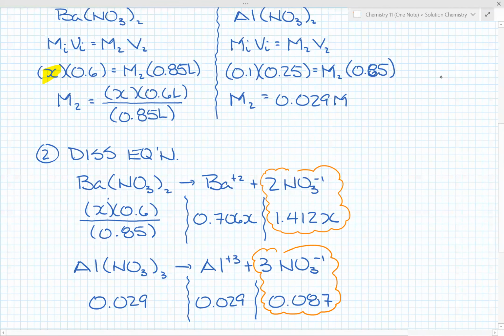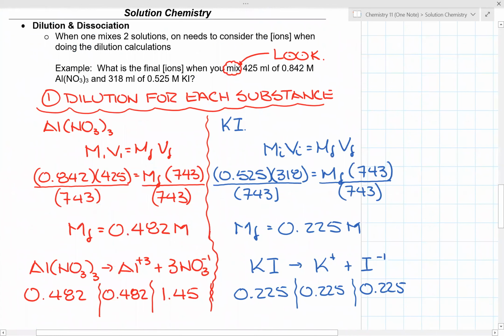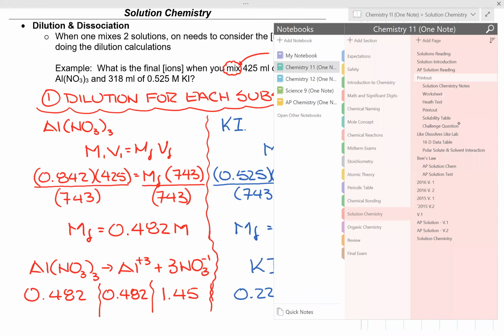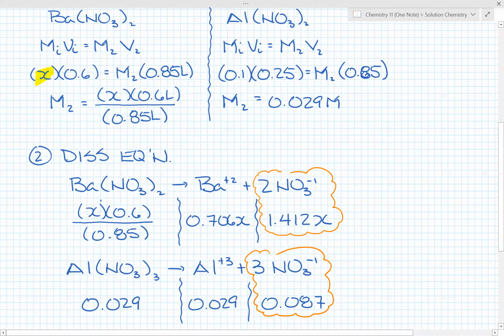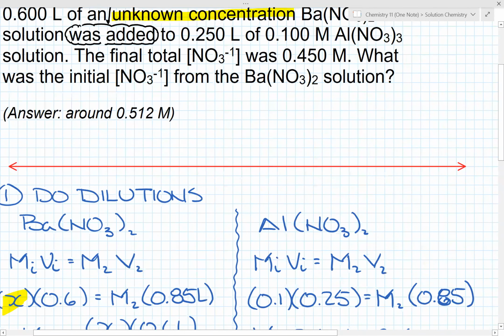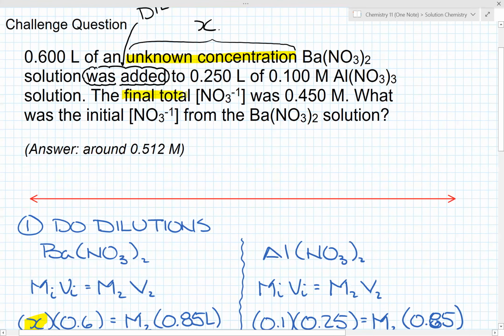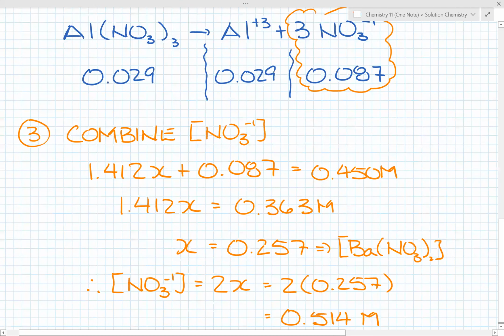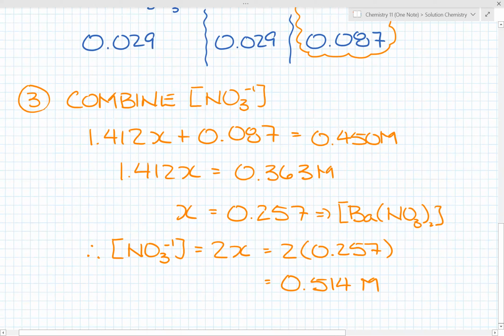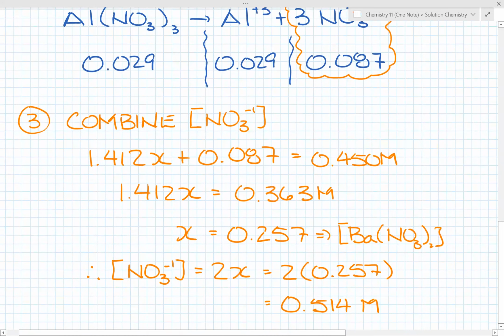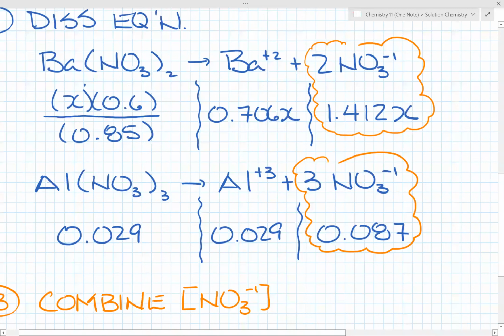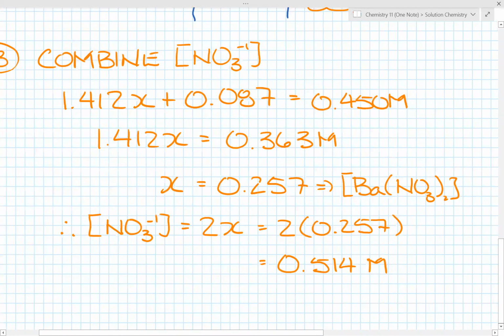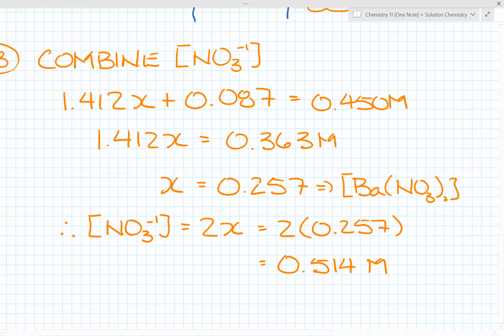Last day, when we did our question, we did the dilutions and then the dissociation. Now, what is the third part to this? Notice these are both nitrates. The question said the final total concentration of nitrate was this. Since there was nitrate from both barium nitrate and aluminum nitrate, if I combine the two, I can solve for a single variable, and then I solve for x. X is 0.257. But because barium nitrate breaks apart into two nitrates, I had to multiply the 0.257 by 2 to get an answer of 0.514.